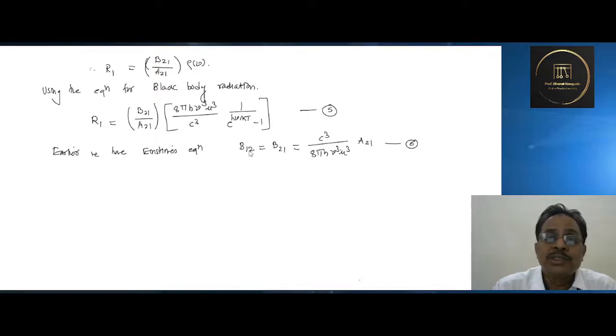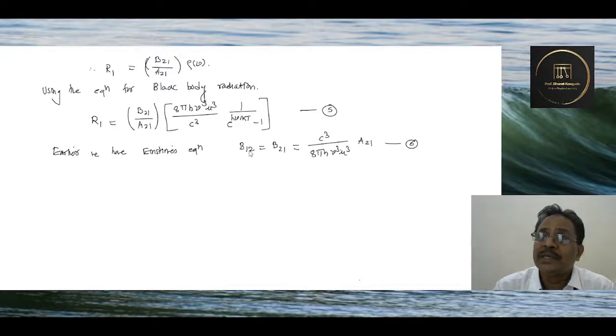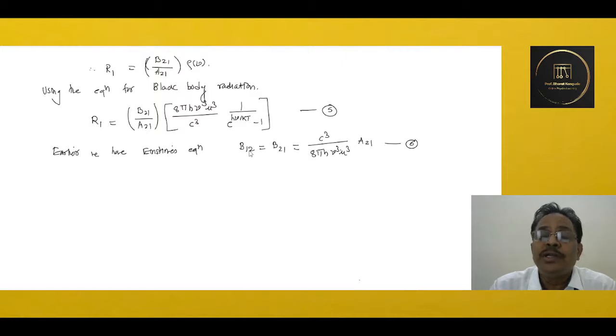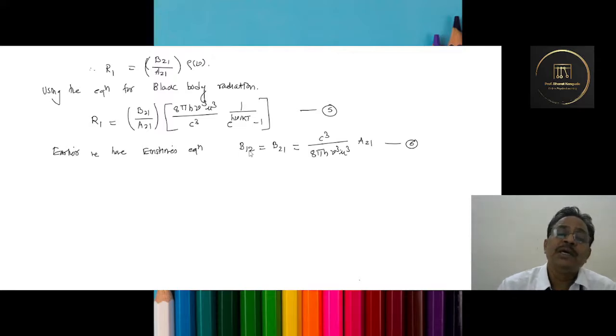Out of that, B12 is for absorption. We are going from state 1 to state 2. B21 is for stimulated emission, where we are coming from state 2 to state 1. These atoms are coming from the excited state to the de-excited state or ground state. And A21 is the Einstein coefficient for spontaneous emission, that means without trigger. These atoms are coming randomly from a higher state to a lower state, giving out radiation of a fixed wavelength.